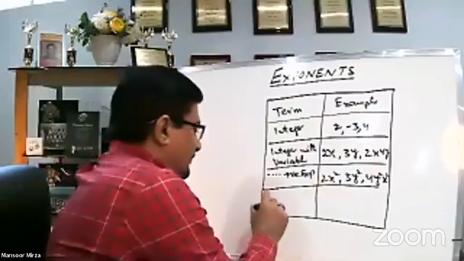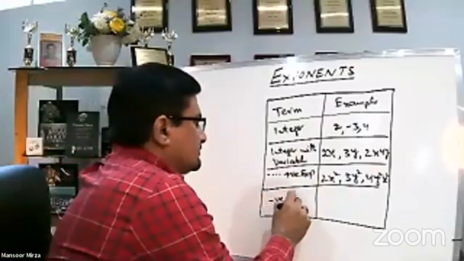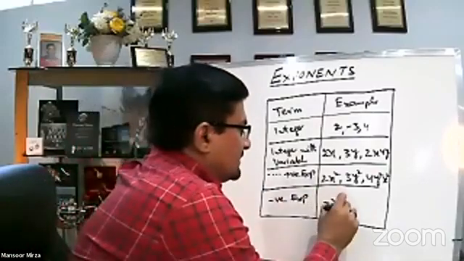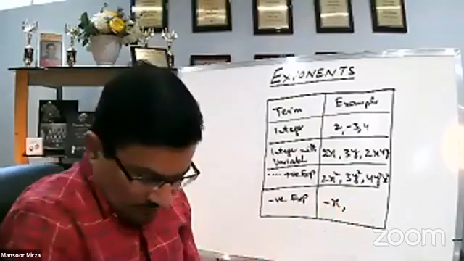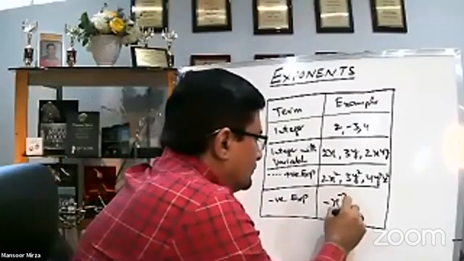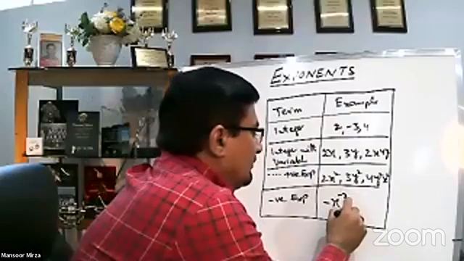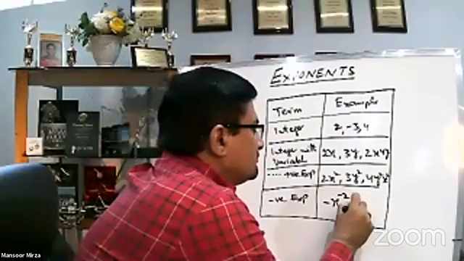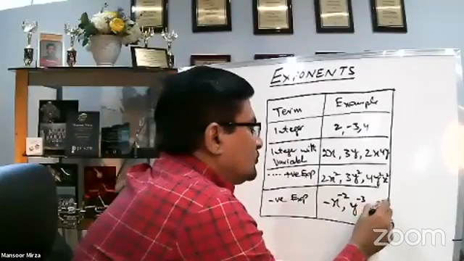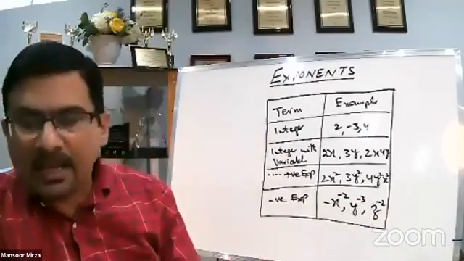So I would say with the negative exponents, in this case, for example, minus x, then we have minus 2 to the power minus 2, then we have y to the minus 3, z to the minus 2. So all these are negative exponents.